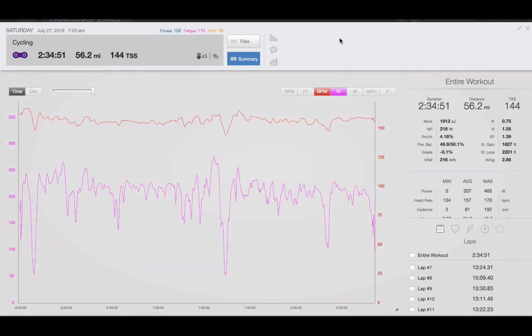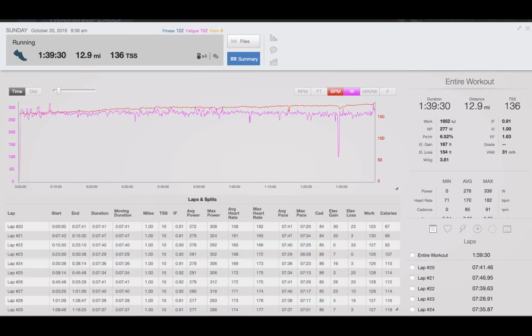Now let's go ahead and look at a run file so that you can see what it looks like on the run. So I showed you an example of a pretty aerobically fit file where you see that their aerobic fitness was pretty good. So now let's look at a file where it's a little bit of a different story.